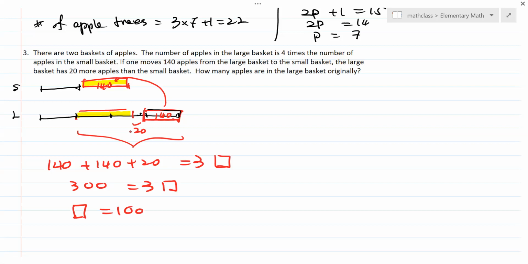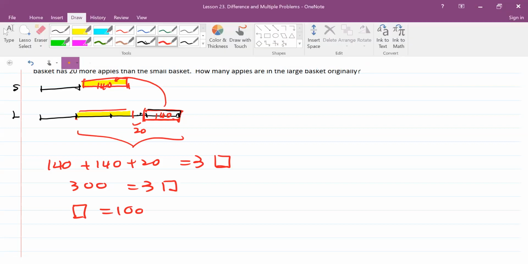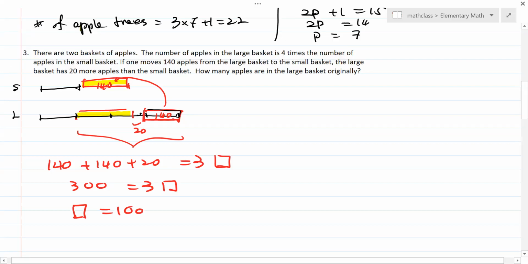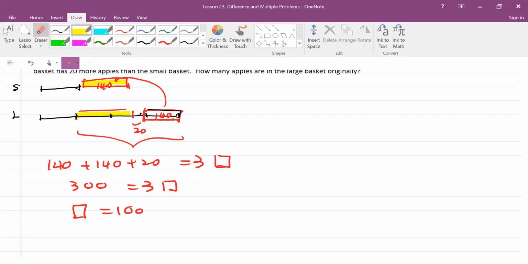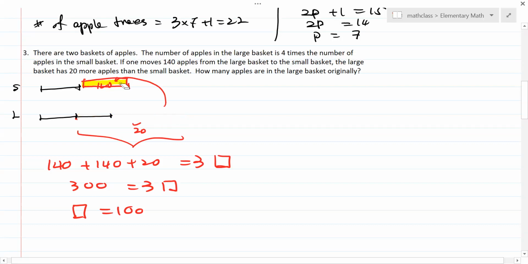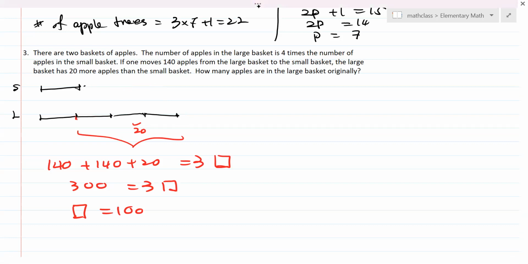You have 480. Oh. All right, so let me repeat again. I'm going to erase this picture again. At the very beginning, you draw 4 sections for the large one and 1 section for the small one. Then you are going to move 140 apples from the large one to the small one.